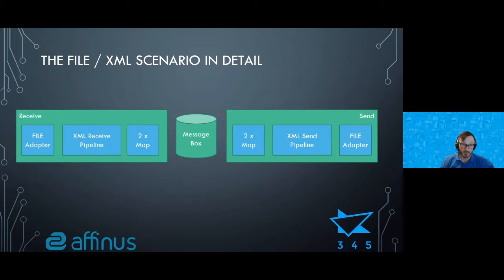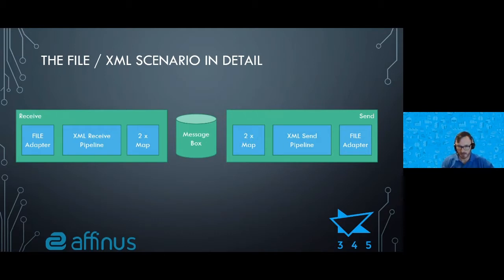It picks the file up off the file system. That goes into an XML receive pipeline, and obviously an XML receive pipeline will parse the XML. It will try to match that XML up to a schema, and then if there are promoted properties, it'll promote those properties. But it will also promote the metadata about the XML.